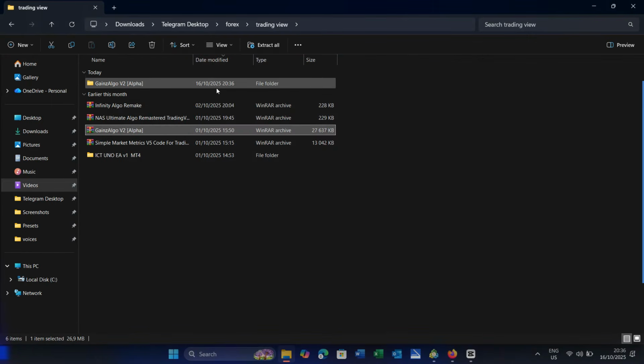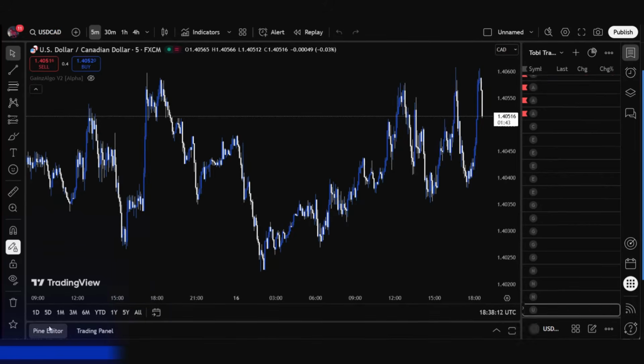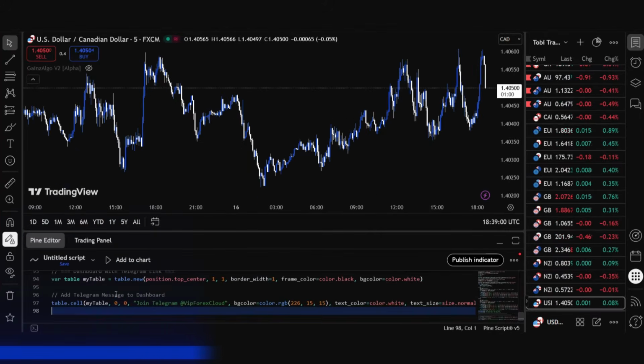Installing GainzAlgo Alpha V2 was easy. All you had to do was copy the source code, go to Pine Editor on TradingView, paste it in, and finally load to chart.